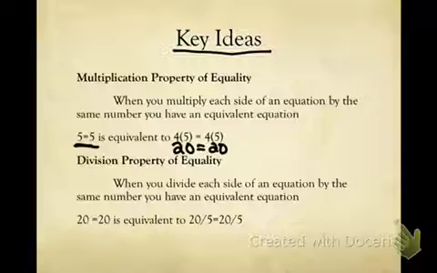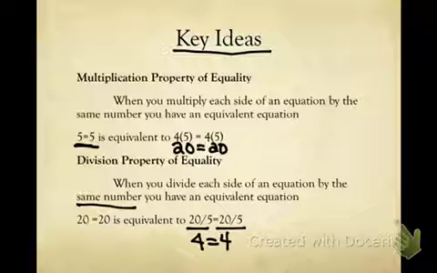The same is true of the division property. When you divide each side of an equation by the same number, you have an equivalent equation. 20 equals 20 is equivalent to, it's not the same as, but it is equivalent to 20 divided by 5, which is 4 equals 4. So make sure that's all in your notes.